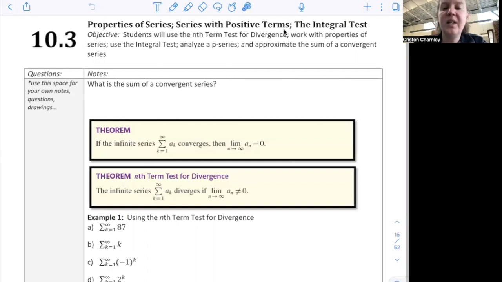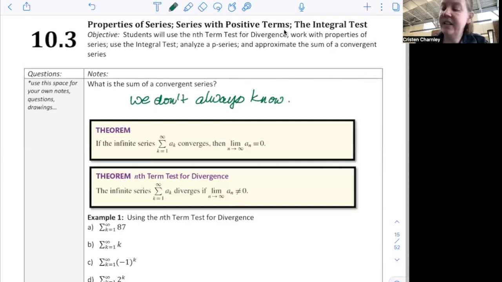So the question is, what is the sum of a convergent series? The answer is truthfully, sometimes we can find it and sometimes we can't. So we don't always know. From the last lesson, you know that with a geometric series, you could find the actual sum of that series, but that's not always the case. Sometimes we can only tell if it converges or diverges. So I have a theorem for us.